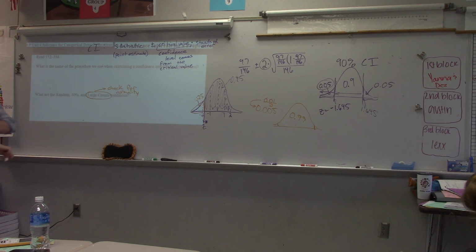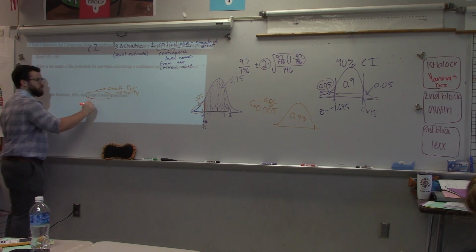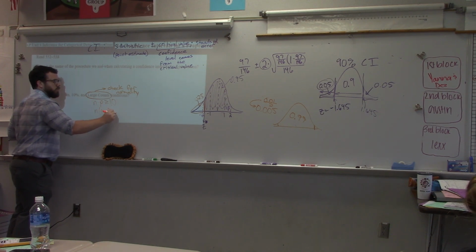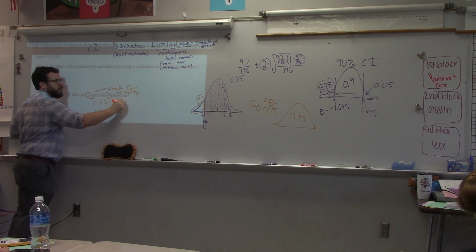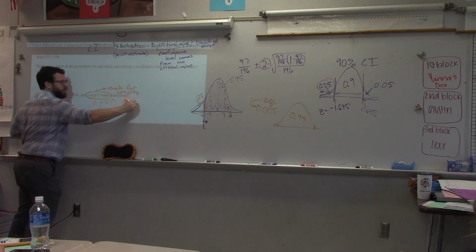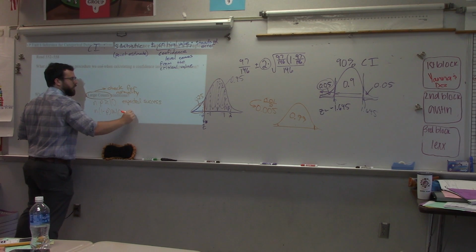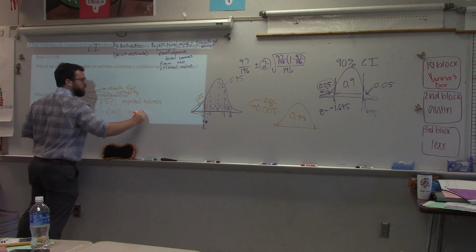Okay. So large counts condition, right? What is the large counts condition? n times p is greater than or equal to 10, and n times 1 minus p is greater than or equal to 10. So remember what this is saying is my expected success and my expected failure are both greater than or equal to 10.